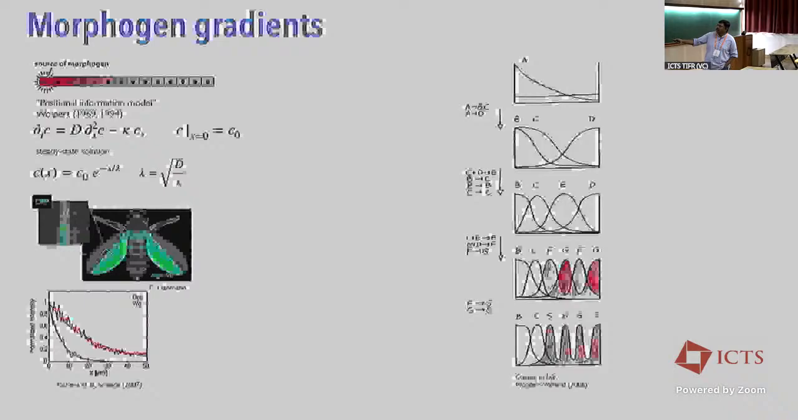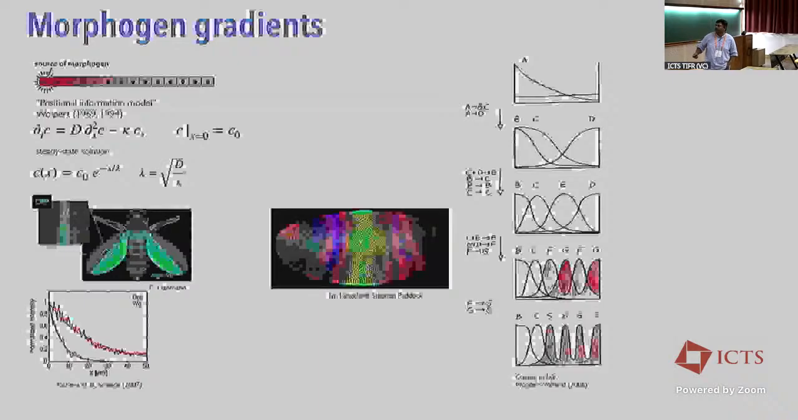Well, complicate the thing: C and D make E, B inhibits C, B makes... So at the end of the day, you can cook up something which will give you a very nice periodic stripy pattern. And those are the kind of stripy patterns that are actually seen in the fly.